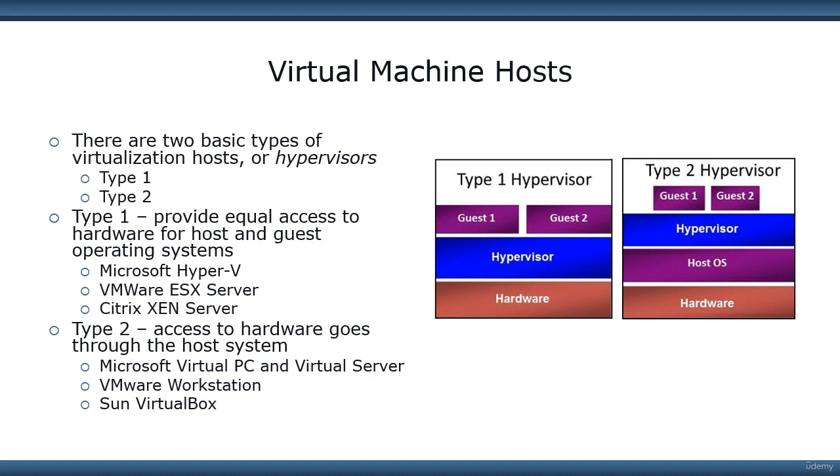With Type 2, all access to the hardware goes through the host system. It's fine for testing, it's fine for non-production workloads. Anything beyond that, though, you definitely want to use a Type 1 hypervisor. So Type 2 would be like Microsoft's old Virtual PC and Virtual Server, VMware Workstation, which still exists, and Sun's VirtualBox, which is from Oracle Systems. Those are Type 2 hypervisors.